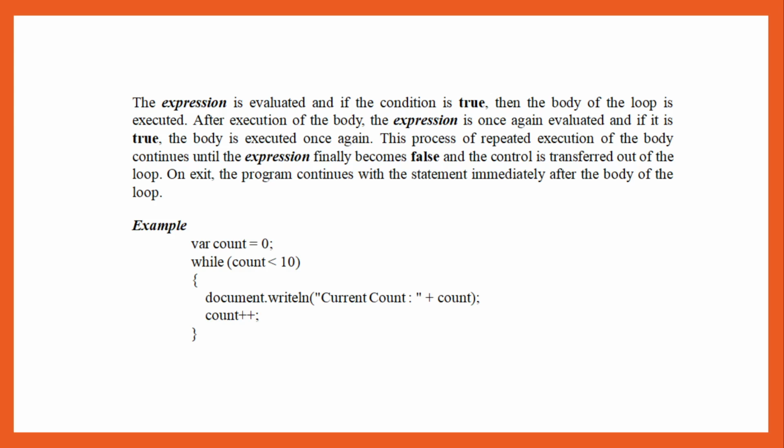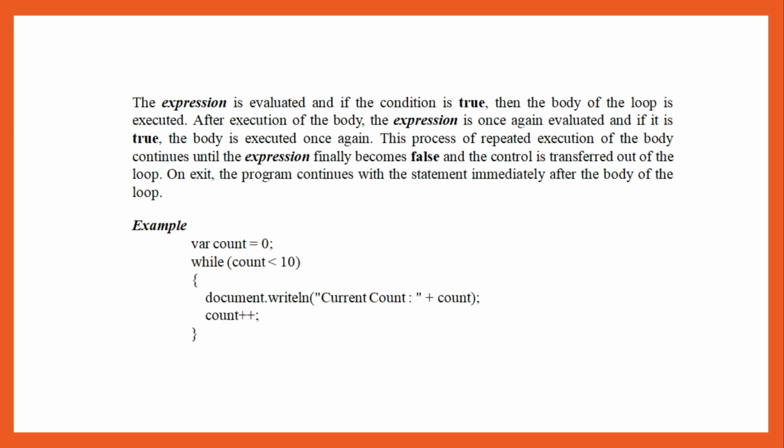See here, while count is less than 10, it will print the count and then increase the count. Again, it checks the condition. For example, now the initial value is 0. 0 is less than 10, the condition is true, so the count value is 0. Next statement is count equals count plus 1. 0 plus 1 is 1. Again, the while loop is executed because the condition is satisfied. 1 is less than 10. Again 2, 2 is less than 10. It will be repeatedly executed until the condition is false.